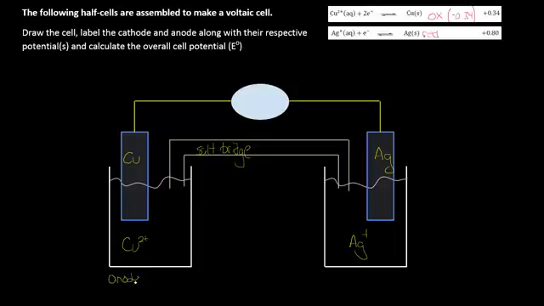Here I'm going to label copper as the anode because we've seen that this is going to be where the oxidation occurs. The silver half cell will be the cathode, with negative and positive cell potentials respectively. I'm going to want to label the half reactions that occur at each of the half cells just for completeness.